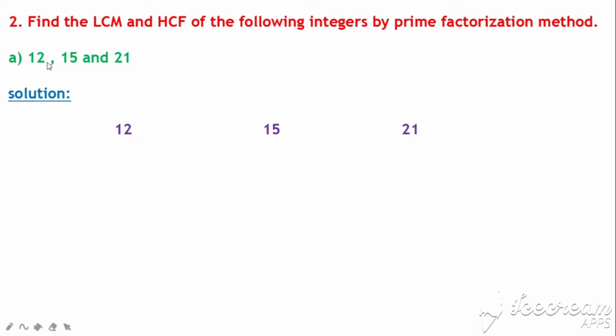So you need to write the product of primes for each value. That is, for 12, for 15 and for 21. So when I write it, I get: product of primes for 12 is 2 into 2 into 3. For 15 it is 3 into 5. For 21 it is 3 into 7.